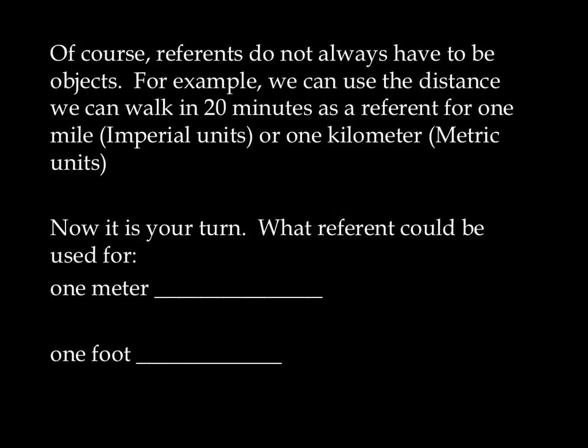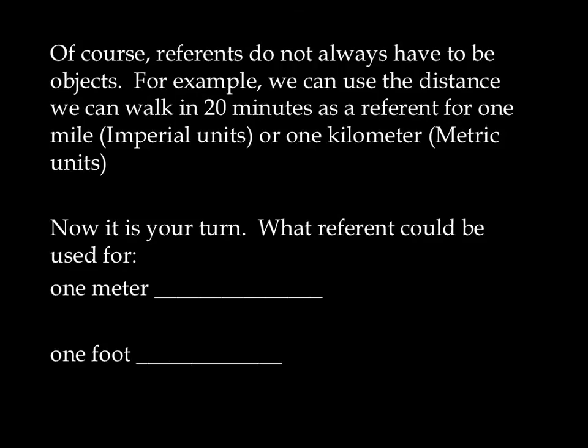Of course, a referent does not always have to be an object. For example, we can use the distance we walk in 20 minutes as a referent for 1 mile. Or maybe for 1 kilometer, depending on how fast you walk. So a referent is not always very precise. It gives us a very good approximation, but it's not perfect by any means.